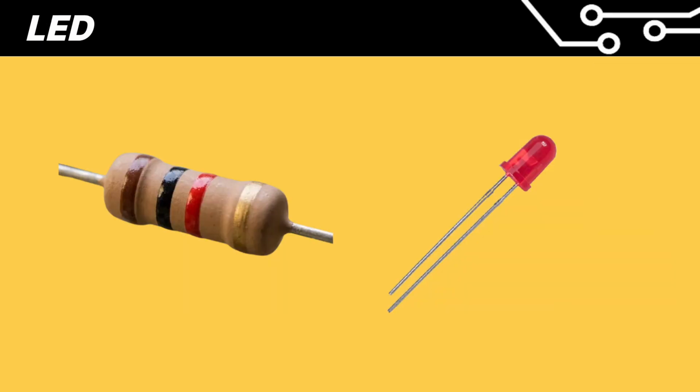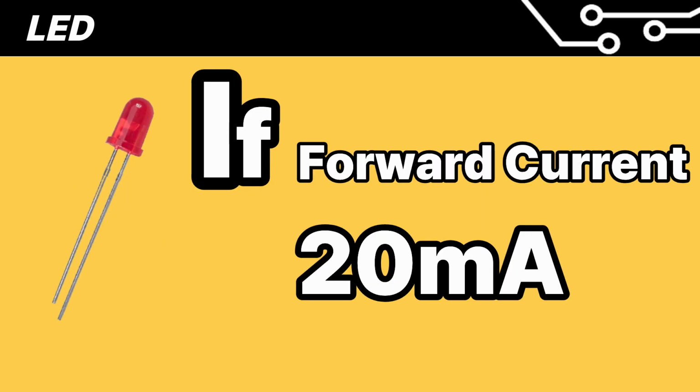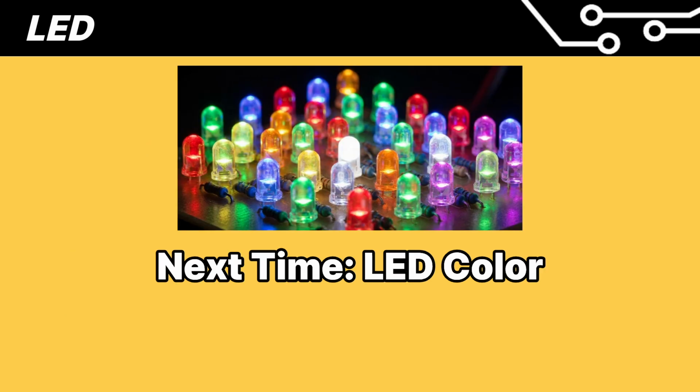Also, when using an LED, we almost always use a resistor with it. This is because of the LED's fault current. The appropriate current for a general small LED is 20 mA. If excessive current flows beyond this, the LED will burn out. We will cover the process of how LED colors are determined in detail in the next video.